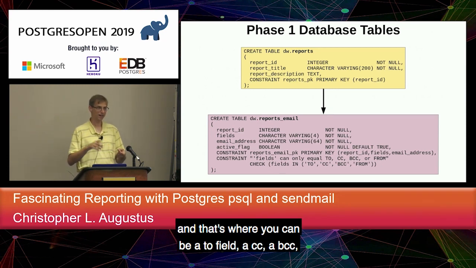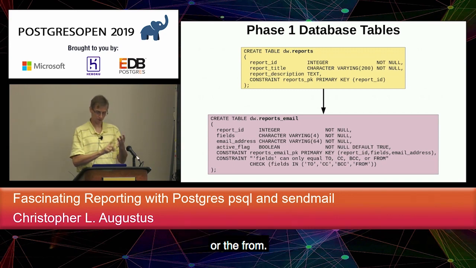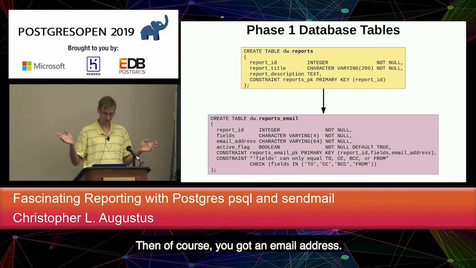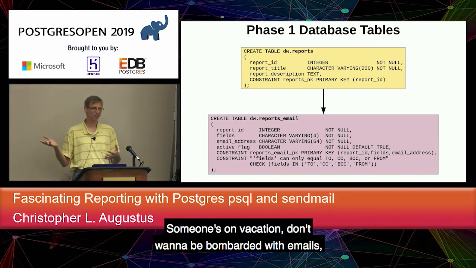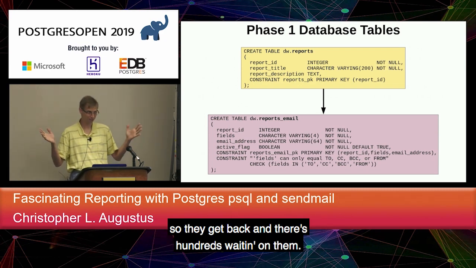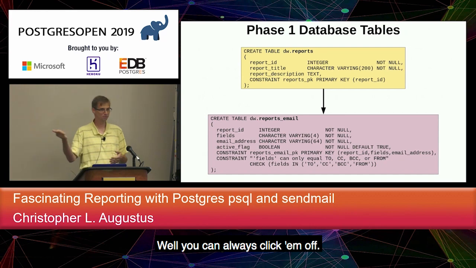And then I go through and I say, okay, report ID and the fields. And that's where you can have a to field, a CC, a BCC, or the from. And then of course you have an email address. And now I threw in a little complication, an active flag. Someone's on vacation, don't want to be bombarded with emails, so they get back and there's 100 sitting there waiting on them. You can always click them off.